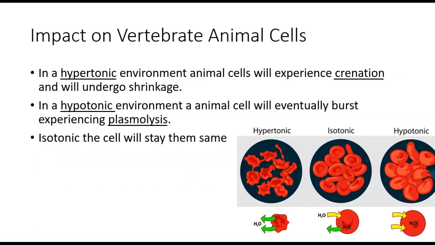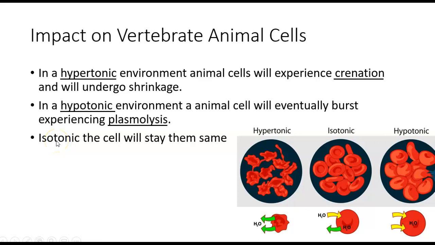So how does this impact animal cells? In a hypertonic environment, animal cells will actually experience crenation and will undergo shrinkage. So when we talk about a hypertonic environment, this is what we call crenation, where they actually shrivel up. In a hypotonic environment, an animal cell will eventually burst and experience plasmolysis. So looking over here, this hypotonic, this cell right here is experiencing plasmolysis.